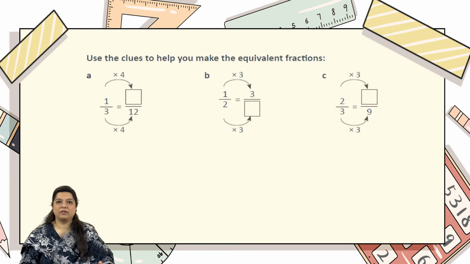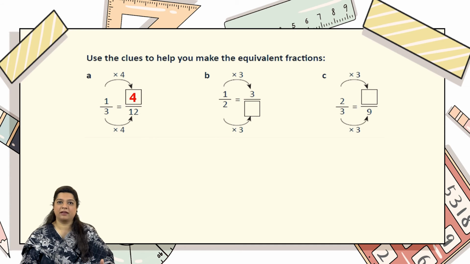Now, in these examples you can see that we know one part, and from that one part we can find out the common factor and then we can find the missing part. In the first example, part A, 1 upon 3 is equivalent to a box over 12. So the denominators have 3 and 12. We can easily find out it's either divided by 12 or multiplied by 4. So 3 multiplied by 4 will give you 12 and 1 multiplied by 4 in the same way will give you 4. So we can easily find out the missing number in the fraction.